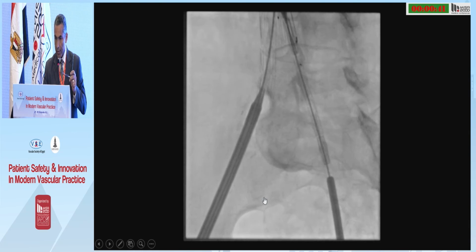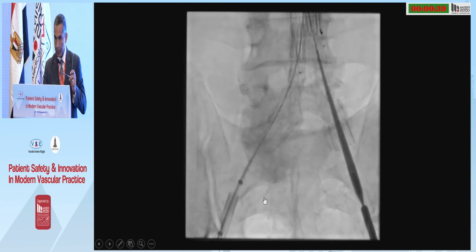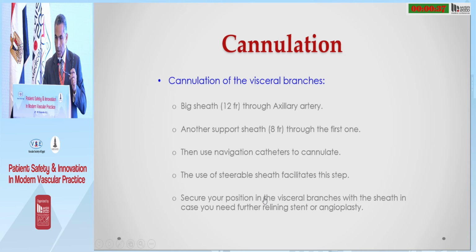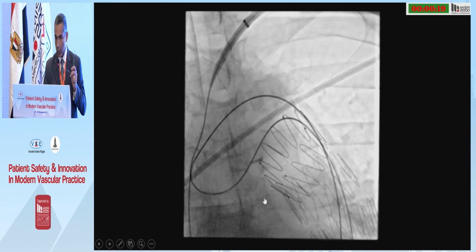The contralateral limb. For cannulation, a big sheath, 20 French, through the axillary artery, and another support sheath through the first one. Then use a navigation catheter to cannulate. The use of a steerable sheath facilitates this step. Secure your position in the visceral branches with the sheath in case you need further relining stents or angioplasty.